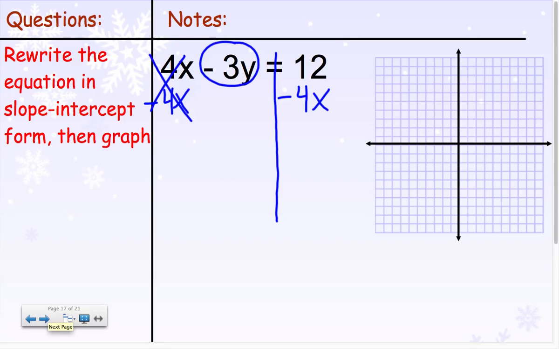4 and negative 4 make 0. Bring down the negative 3y. Again, I'm going to put the x first, which is negative 4x. 12 doesn't have anything in front of it, so it means it's positive. Now I've got to get rid of the negative 3 in front of the y. Negative 3y is the same as negative 3 times y. So divide both sides by negative 3.